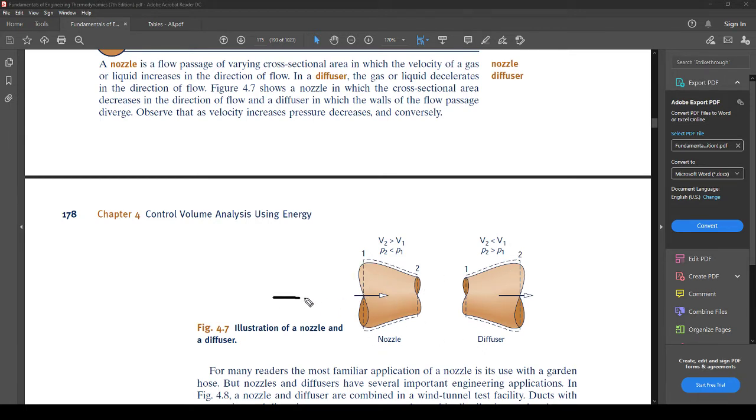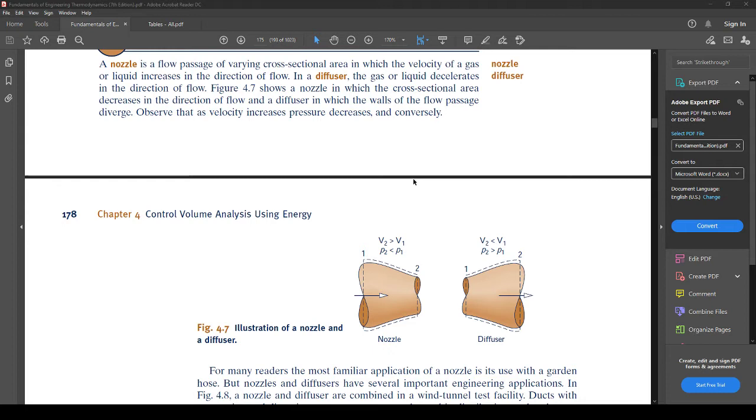So essentially, air goes in, and because it constricts the area leaving, it shoots it through this hole over here and makes it a lot faster, right? And then the second one is the exact opposite. Smaller air intake, larger air leaving. So it says, figure 7 shows a nozzle in which the cross-sectional area decreases in the direction of flow and a diffuser in which the walls of the flow passage diverge.